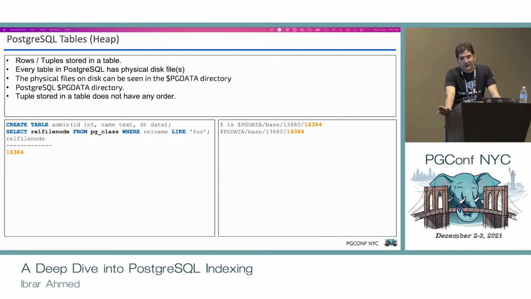Otherwise, it's random. So if you insert some tuples, then delete that and insert that again, you will get a different order of that from that table.